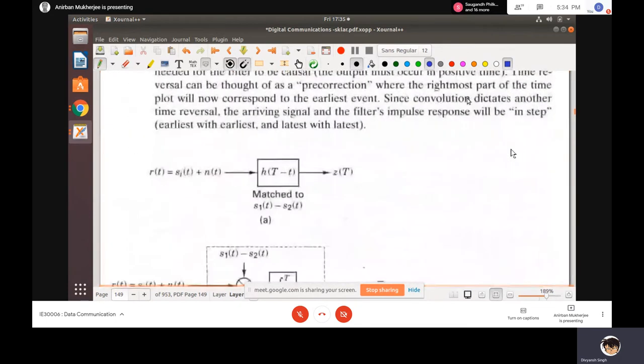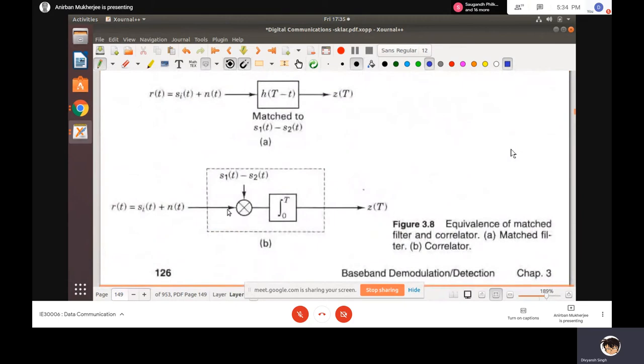Next, this is some sort of a matched filter. You see, this is my r(t), that is s_i(t) plus n(t), and I have a matched filter. What was my matched filter? h(t) equal to s(T minus t), and I am doing the integration. This is a matched filter representation, and this is some sort of a correlator representation. Anyway, just read the portion. The same thing, they have explained.